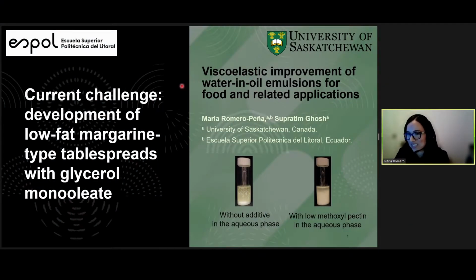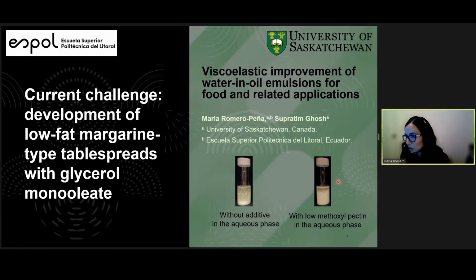Everyone, thank you for attending my presentation. One of the current challenges in the food industry is the development of low-fat margarine type table spreads with glycerol monooleate. This type of emulsion with glycerol monooleate is a very complicated system to stabilize. For example, here, this emulsion has no additive in the aqueous phase. As you can see, it's completely destabilized. However, this emulsion contains low methoxyl pectin in the aqueous phase, and this emulsion reached near 80% of stability.